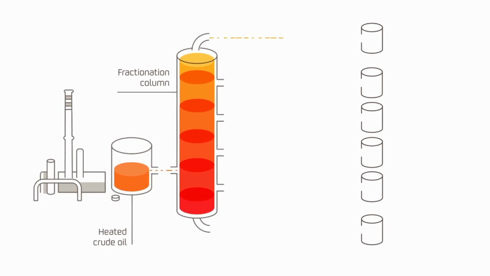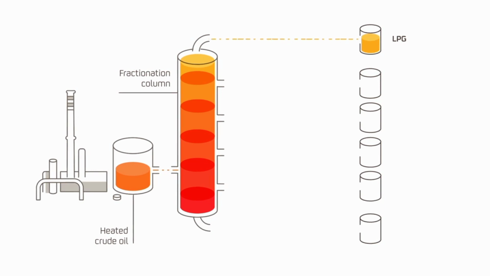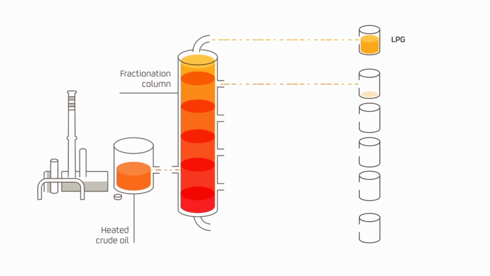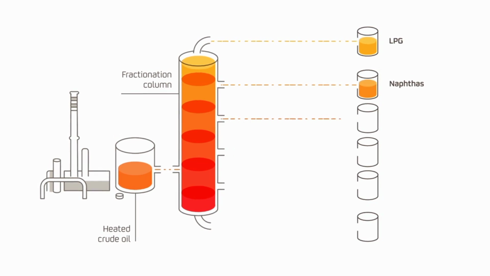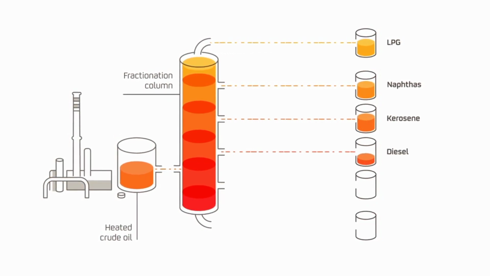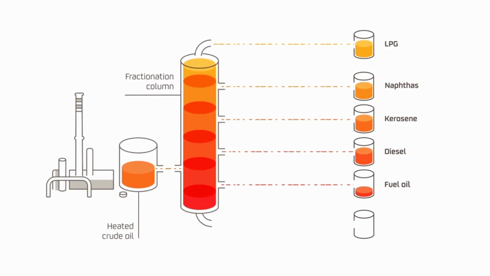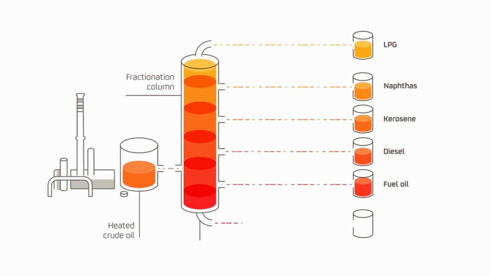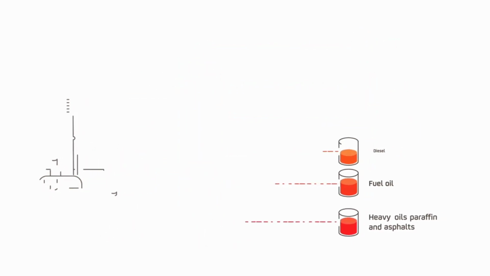The distillation column provides LPG, liquefied petroleum gas, which produces butane and propane; naphthas, which are the basis for gasolines and petrochemical products; kerosene for aircraft fuel; diesel for vehicles and home heating; fuel oils for boilers and power plants; and extra crude oil, which is used to pave roads, among other uses.